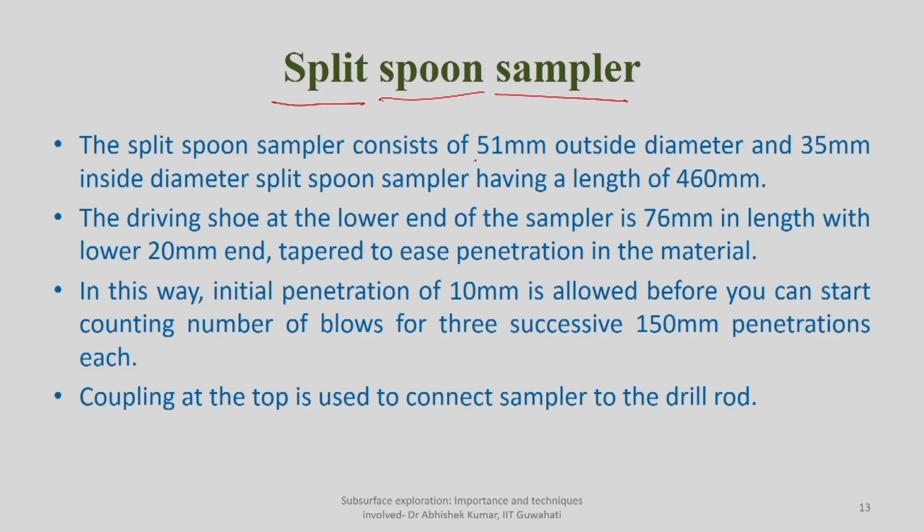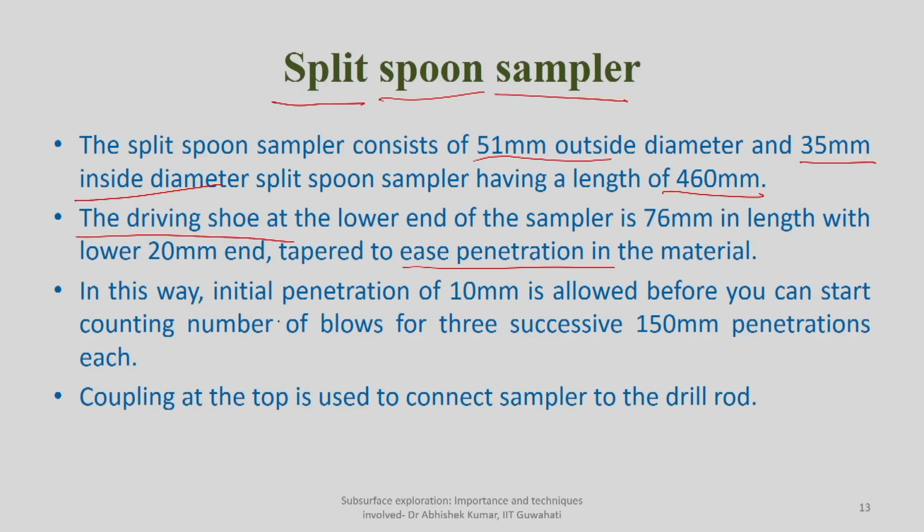The sampler is 51 mm outside diameter, 35 mm internal diameter, with a total length of 460 mm. So one tube is there, internal diameter 35 mm, outside diameter 51 mm, 460 mm total length, and on the bottom of this tube you have a driving shoe. The lower end of the driving shoe, which is 76 mm in length, is tapered like this, so when you push it into the soil, penetration is easy. That is how you push the sampler into the ground.